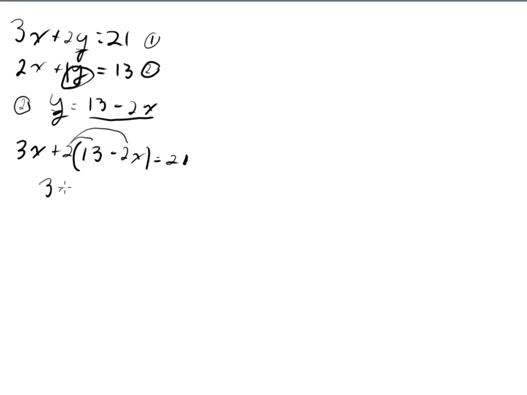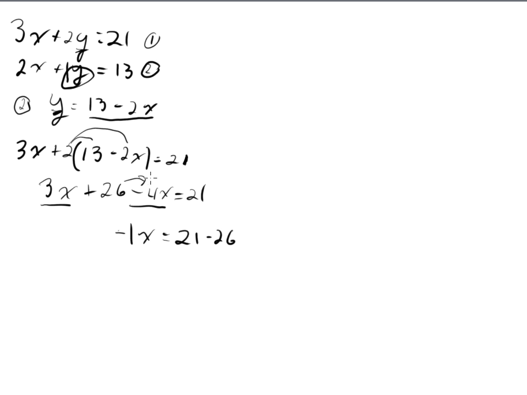So we're going to have 3x plus 2 times 13 is 26. 2 times negative 2x is negative 4x equals 21. So we're going to gather up our like terms. We're going to have 3x minus 4x. 3x minus 4x is negative 1x. And I'm going to move the 26 over, so it's going to become 21 minus 26.